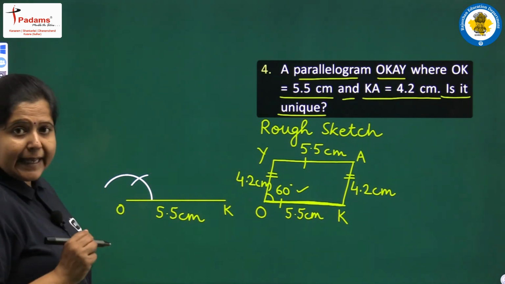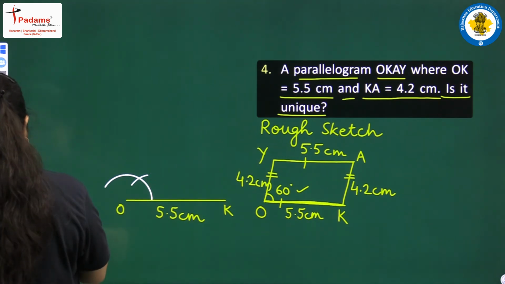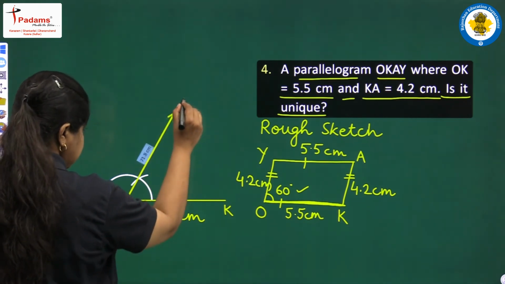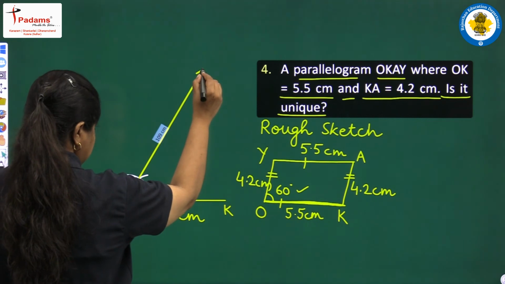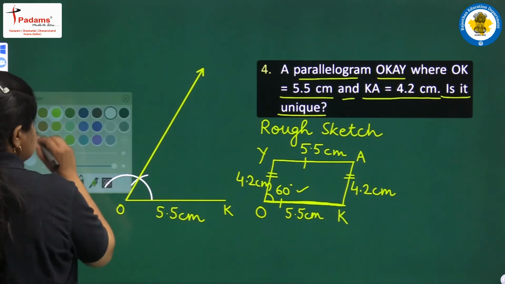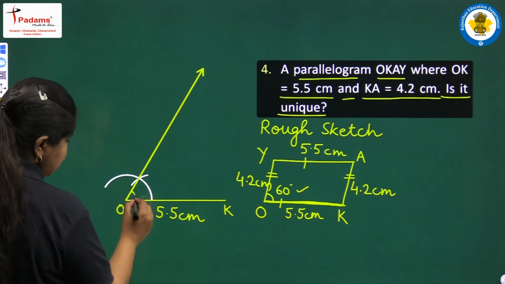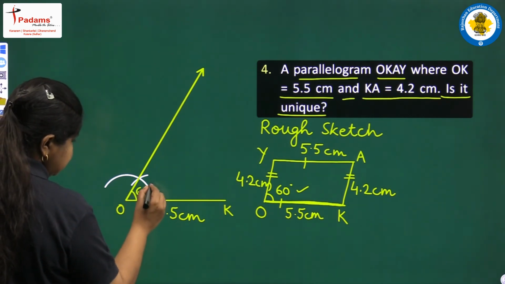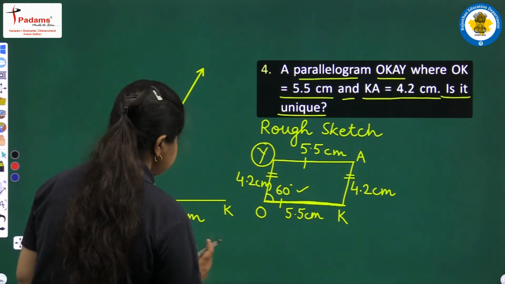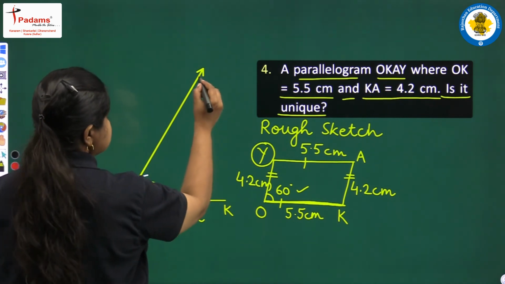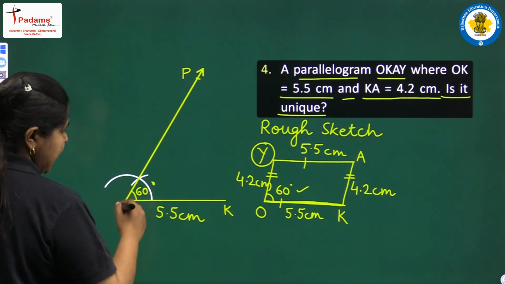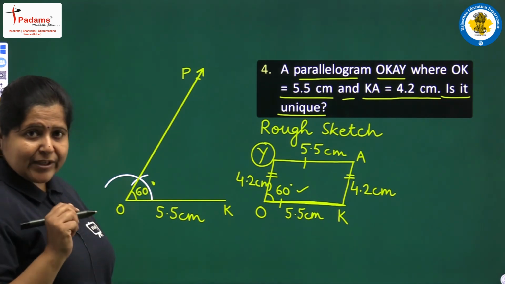This is an angle of 60 degree, and now simply we will join this point O and this point of intersection. With the help of a scale you need to join. With this we get this angle as 60 degree. Now we need to locate this point Y on this ray. Let us take this as point P. So it's angle POK at point O measuring 60 degree.